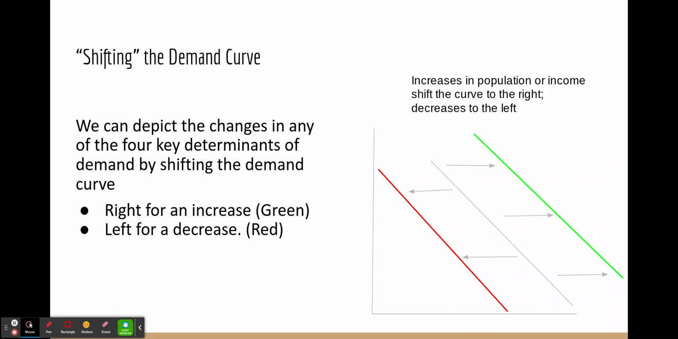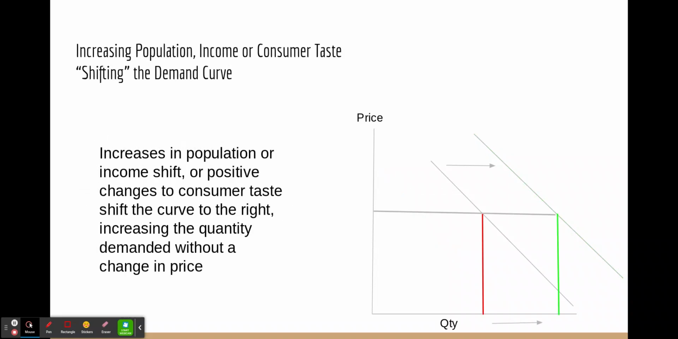We represent changes in any of the determinants of demand by shifting the entire demand curve, left for down and right for up. How do we graph changes in overall demand? We represent this by shifting the entire demand curve, to the right for up or to the left for down. In this case, an increase in population, income, or consumer taste shifts the demand curve to the right from D1 to D2. The quantity demanded moves from the red line to the green.